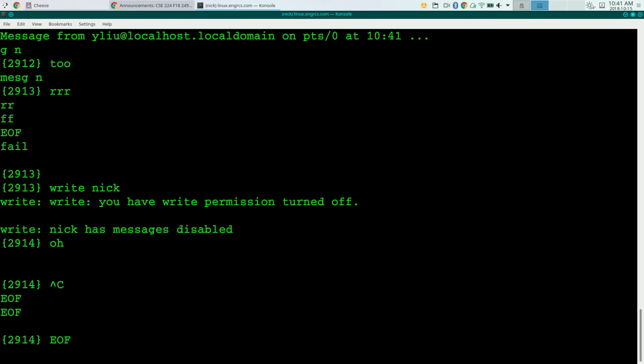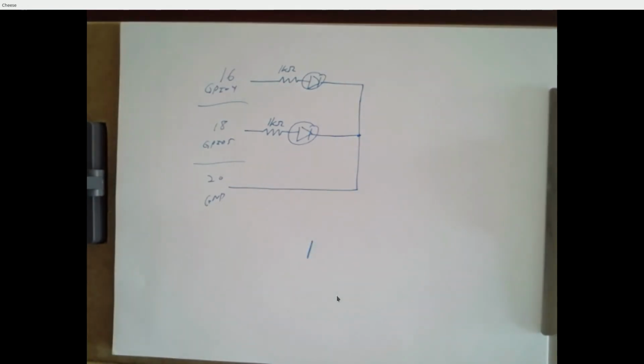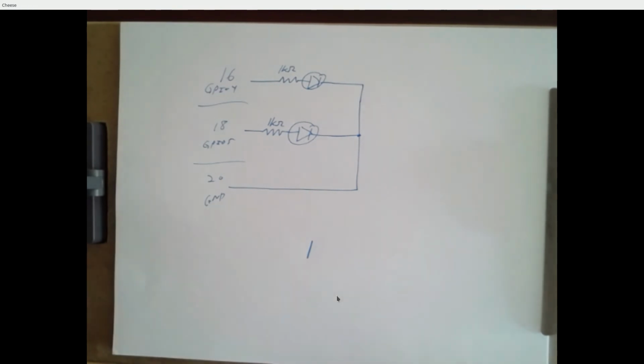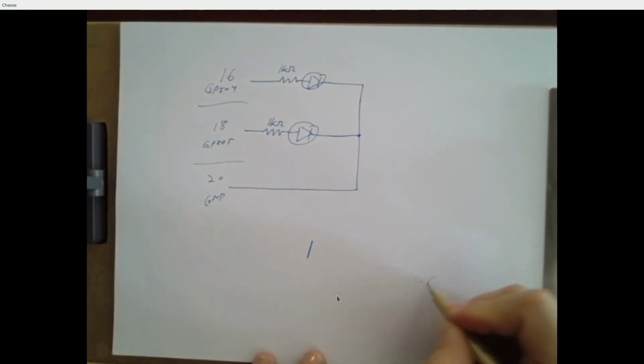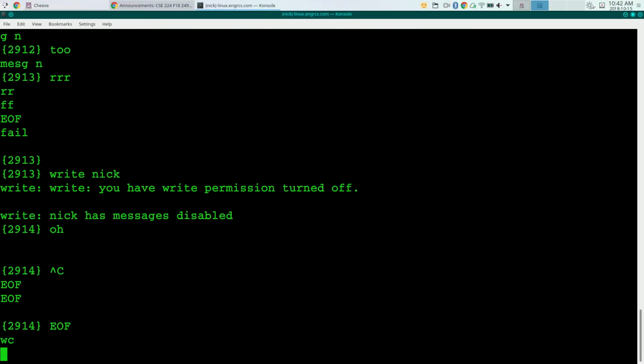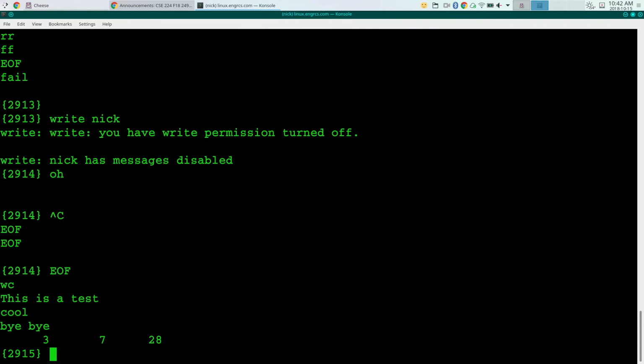All right, so let's talk about pipes. So one of the ideas in Unix was that you could put commands together, right? And normally when you run a command, like, let me show you a command, word count. So WC is word count. This is a test. Cool. Bye-bye. And when I finish typing an input, it prints out 3 numbers.